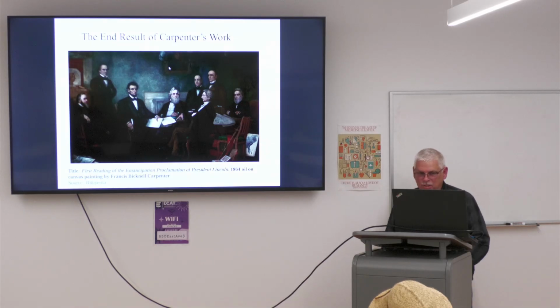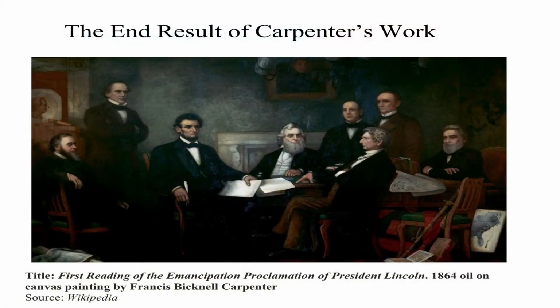And this is the final result of 6 months' work. This is Carpenter's representation of Lincoln's historic first reading of the Emancipation Proclamation. The cabinet is seated all around the president as he presents his draft. But in addition to the cabinet are also 2 other items of interest: maps.